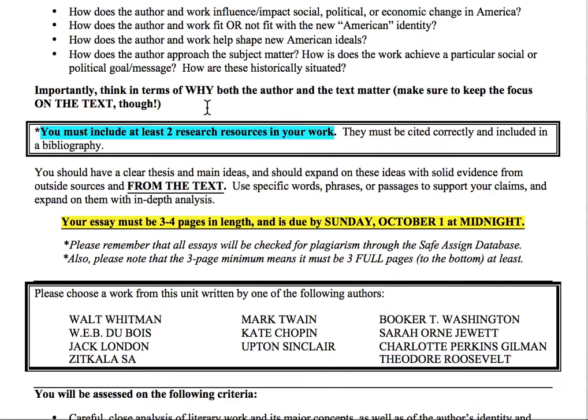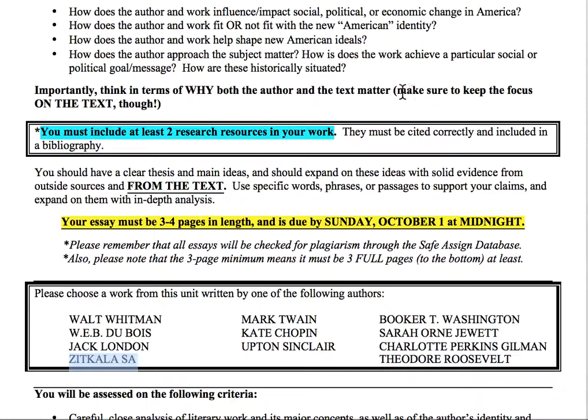So really important. Think of why the author and the text matter. Think of that as the most important question. Why does it matter that we read Twain? Why does it matter that we have the voice of Du Bois? Why does it matter that we have Zitkala-Sa?